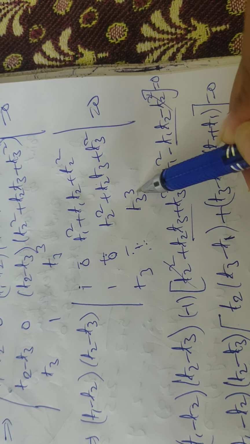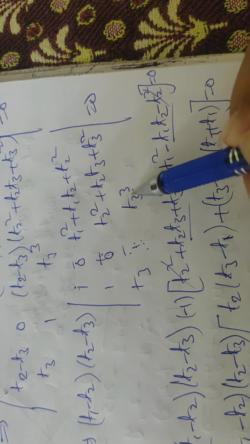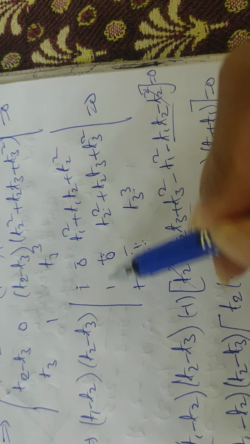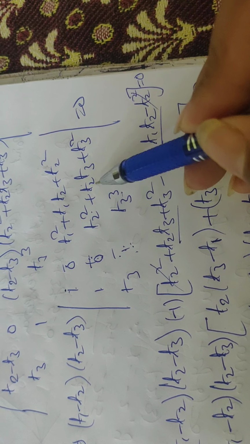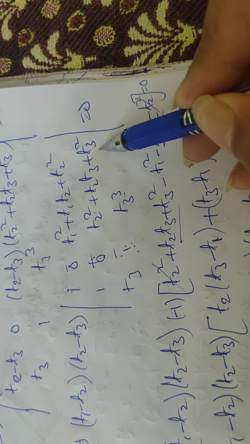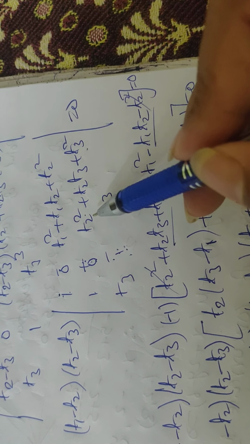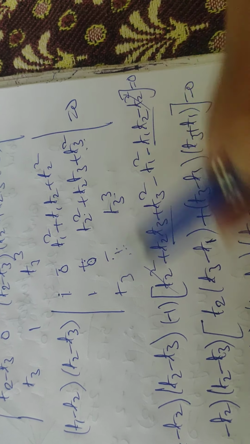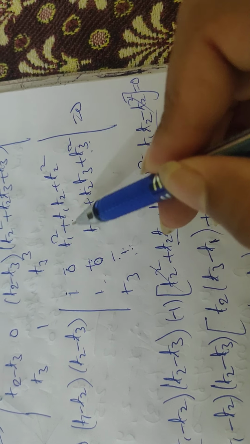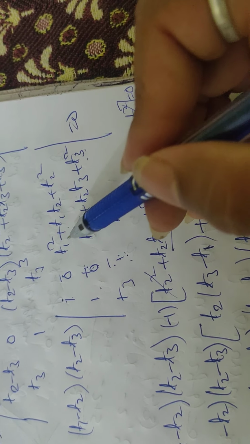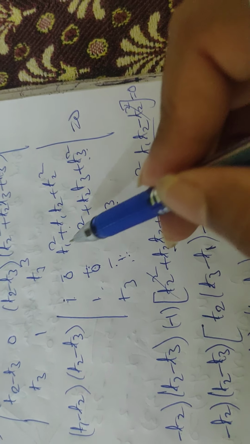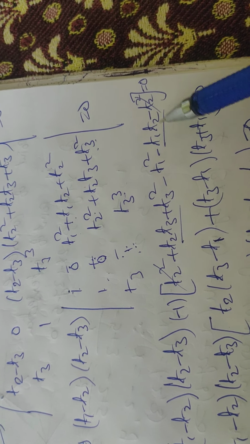and column passing through this 1, minus 1 into, this one into this one minus this one into this one, cross multiplication. That means 1 into t2 square plus t2 t3 plus t3 square. So 1 has no meaning, so directly t2 square plus t2 t3 plus t3 square, minus of 1 into this one, that is t1 square plus t1 t2 plus t2 square. So total you write with the minus symbol: minus t1 square minus t1 t2 minus t2 square.